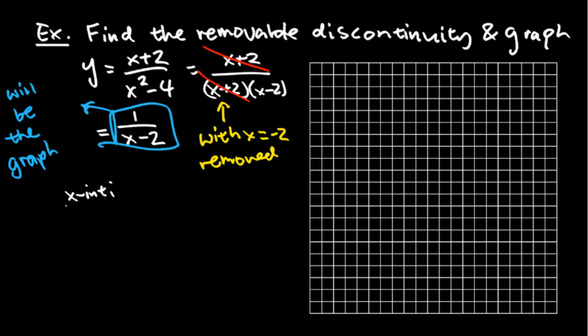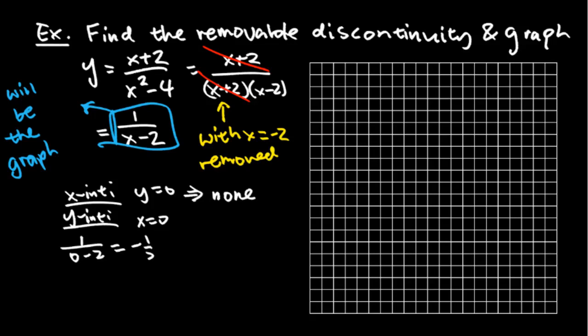X-intercept, so we're going to set the whole thing to 0, which means that the top part gets set to 0. That never happens. None. Alright, so y-intercept, let's figure that out. Set x equals 0, so 1 over 0 minus 2, so -1/2. So 0, comma, -1/2 is our y-intercept.